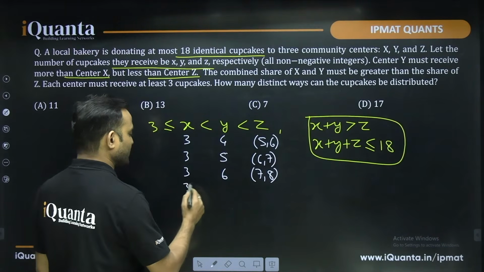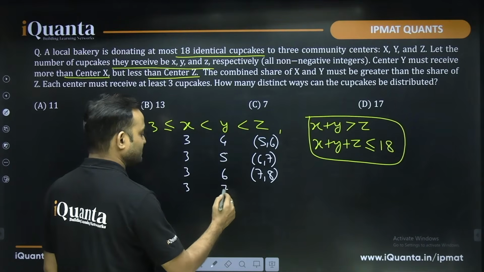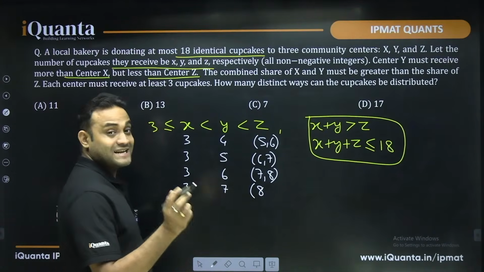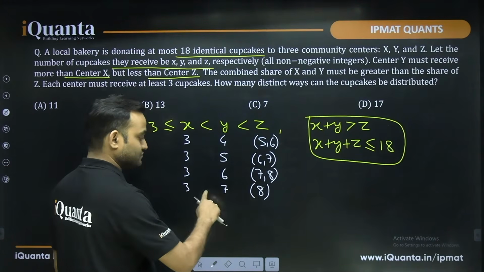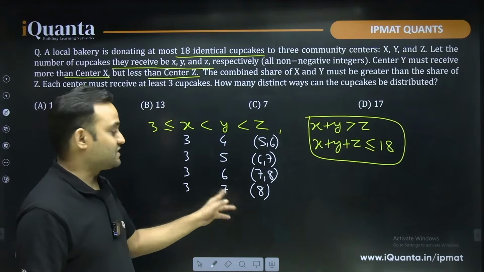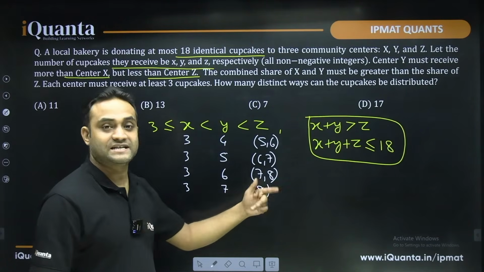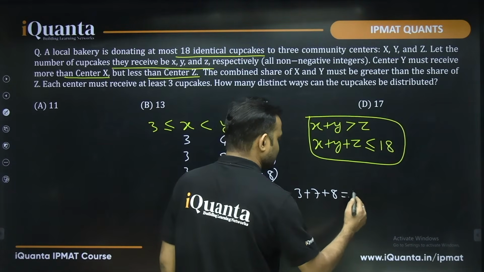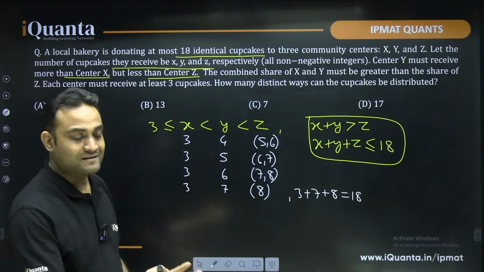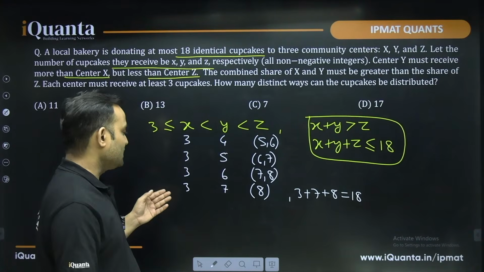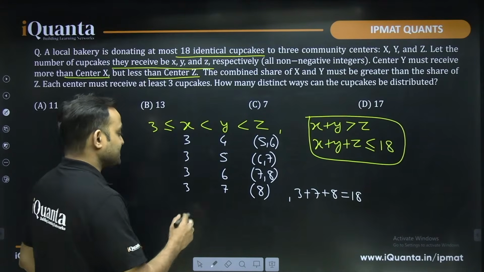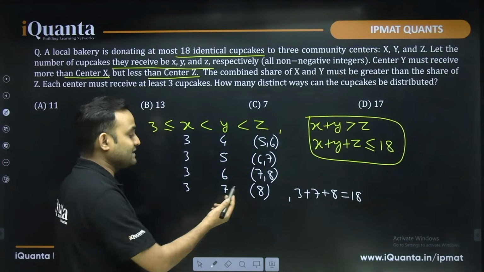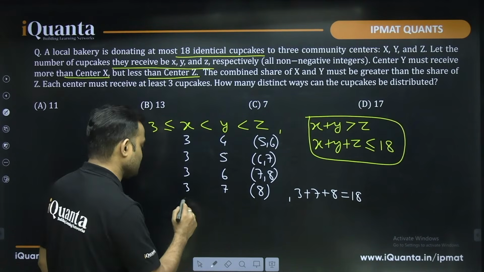Then if I take X as 3, and Y as 7, then the sum is 10. I can take Z as 8. I cannot take 9 because then the total will be 19, right? 3 plus 7 plus 8 is 18. That's why we cannot take it any more than that. And next we cannot take Y as 8, because 3 plus 8 will be 11 and it must be a minimum of 9 for Z. That is not possible.